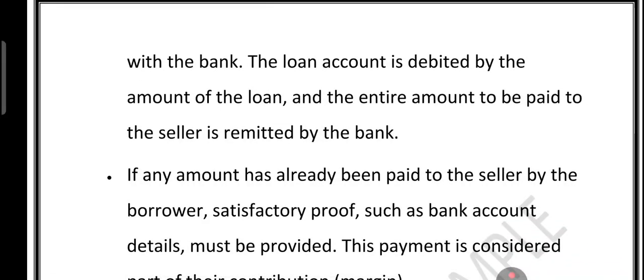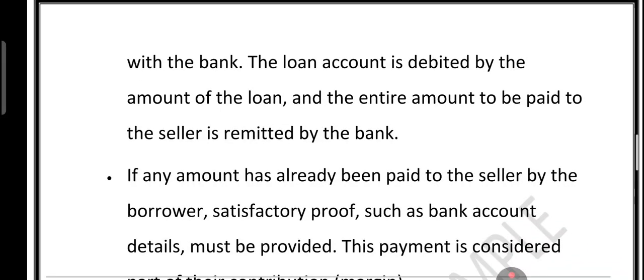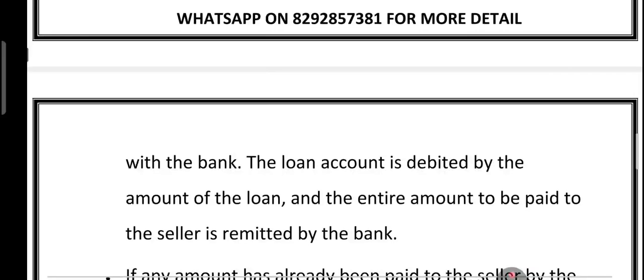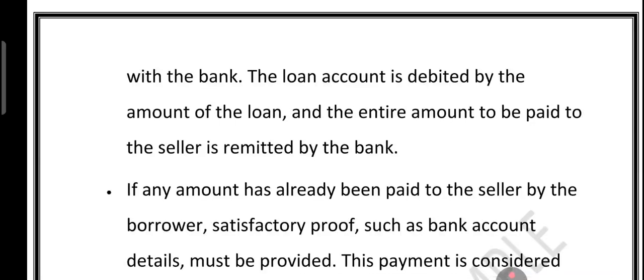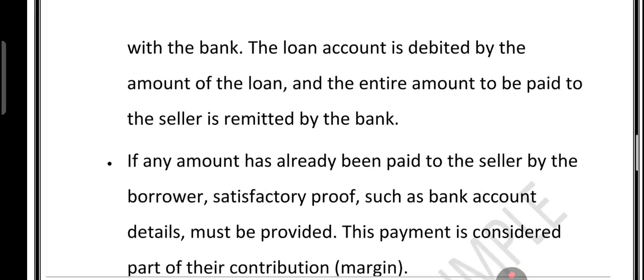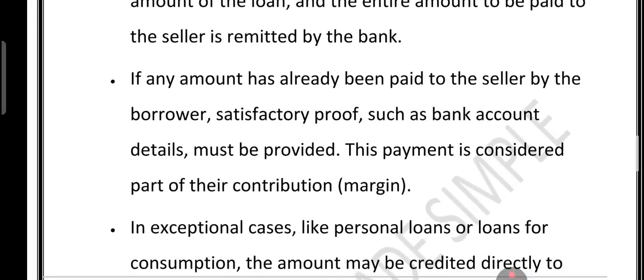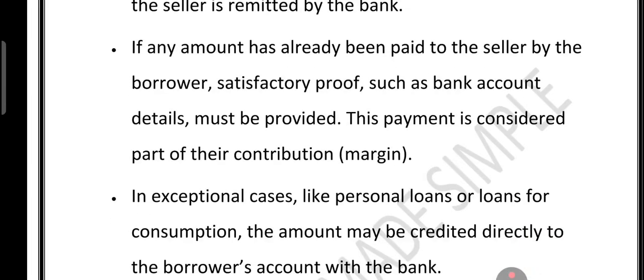Let's see. The borrower deposits their margin with the bank. The bank debits the full loan amount in the loan account. The seller, whether it is a machine company or a home builder, gets the payment directly from the bank. And if the borrower already paid something to the seller before taking the loan, no worry, they just need to give proof like a bank statement, and that amount counts as part of their margin. So that is the point. If the amount has already been paid to the seller, they just have to give their bank statement and it counts as margin.